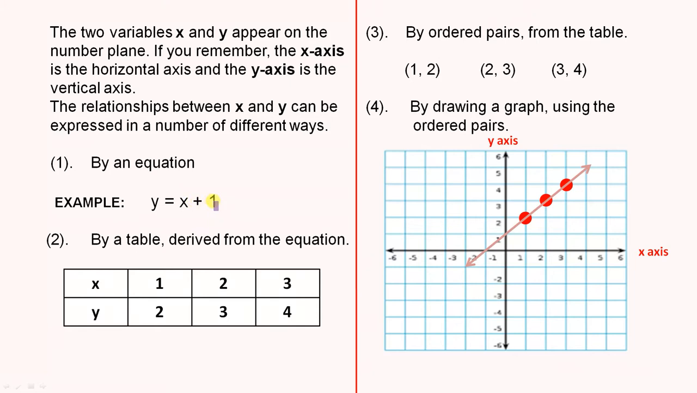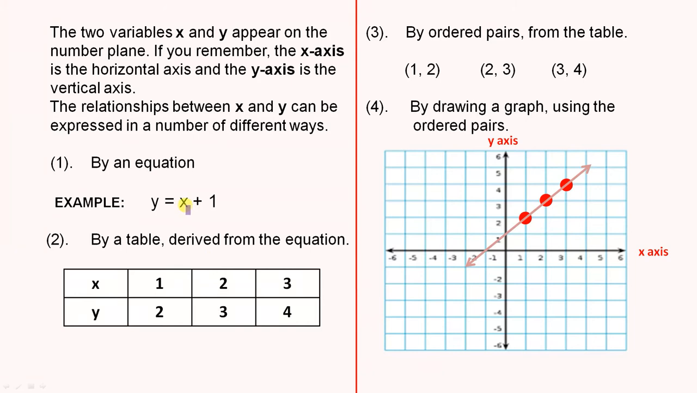That's basically it. The relationship can also be expressed by using a table which is derived from the equation. So once you have the equation, you can actually draw up a table. So I've supplied the x values of 1, 2, 3. You can have any x values you want, but just for the sake of explaining how to do it, I have just chosen the numbers 1, 2 and 3.